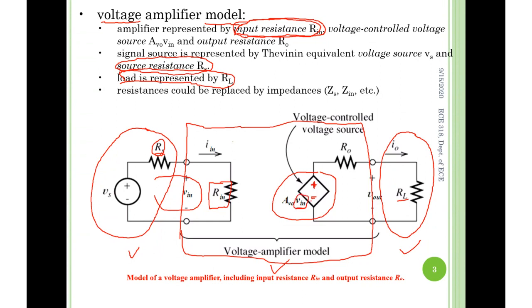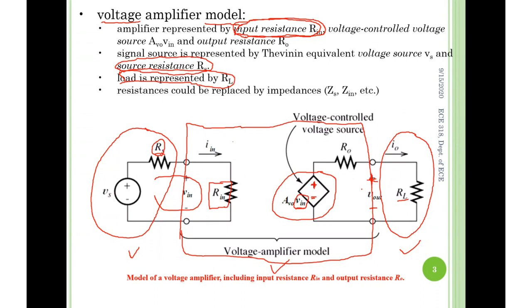We have four types of dependent source, and this is one of them: the voltage dependent voltage source. According to this, the output is actually the voltage across the load. Be very careful: the output voltage is not the voltage of this dependent source, but the voltage of the load. Be very careful.